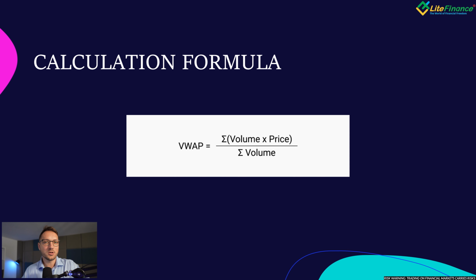So how is it calculated? The calculation is very easy, so it will be no problem to discuss that in the first video. As you can see, VWAP equals the sigma of the volume multiplied by price, divided by the cumulative volume.